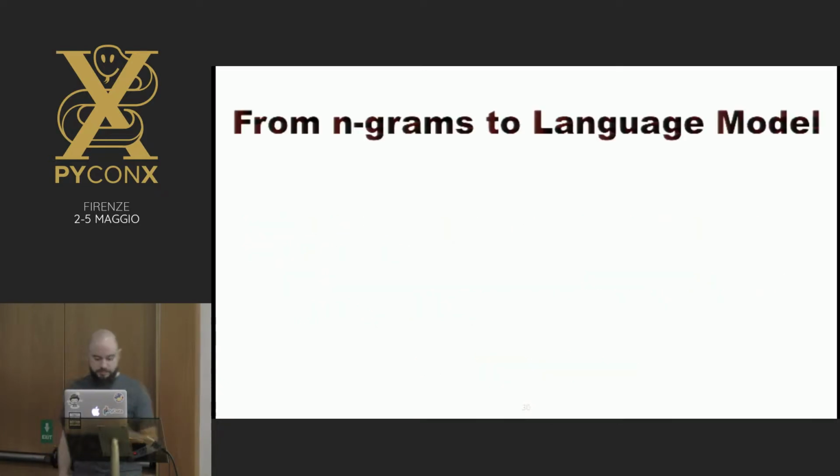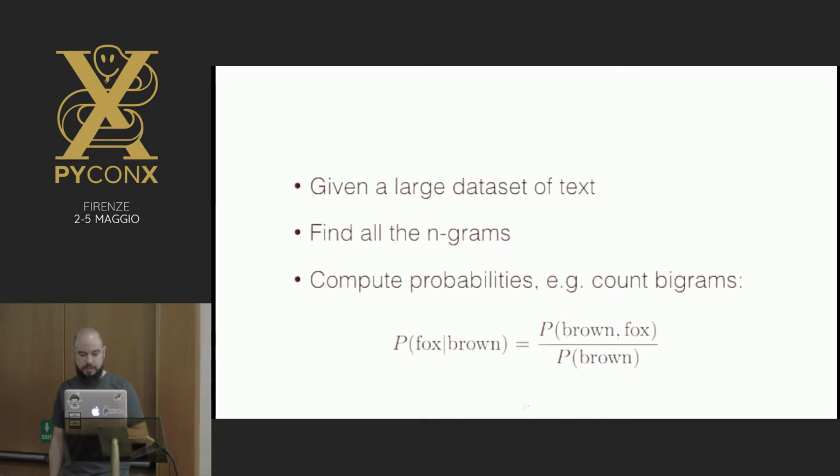So n-grams is the basic structure, but how do we go from n-grams to a language model? The idea is that we need a big chunk of text. From the text, you need to find all the n-grams, so you can use the n-gram function, break it down into the individual components, and then you can come up with probabilities. The simplest approach would be to count how many words you see, count how many bigrams you see. So, for example, if you want to come up with a probability of observing brown fox, there would be a conditional probability. What's the probability of fox, given that you saw brown already?